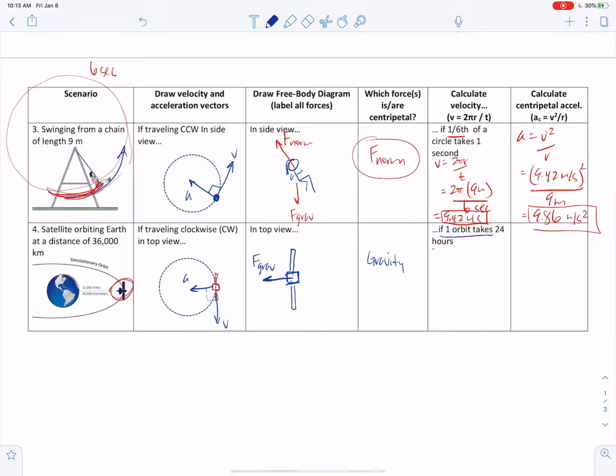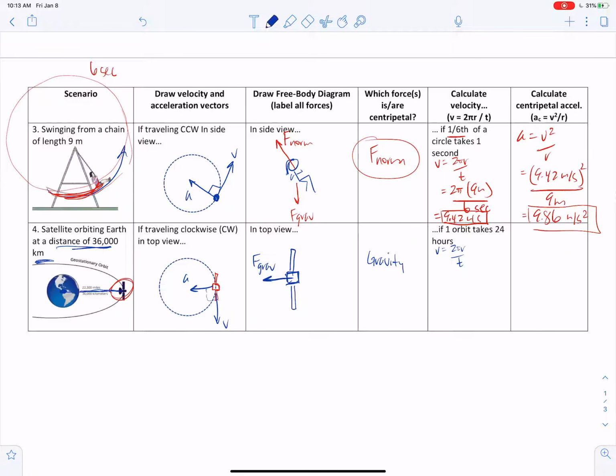Well, one orbit is going to take 24 hours. And over here, we actually have some information. Its distance from the center of the Earth. We're going to assume that this is 36,000 kilometers from the center of the Earth, for simplicity's sake. The way that the distance is being drawn is to Earth's surface, but I'm going to simplify it and say that that's all the way to the center of the Earth. So velocity is 2 pi r over t.